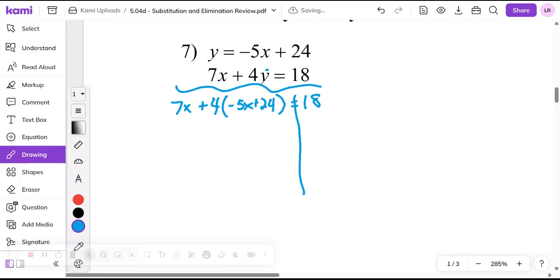All right, so distribute. 4 times negative 5x is negative 20x. 4 times 24 is 96.